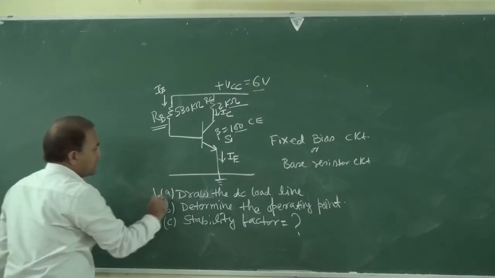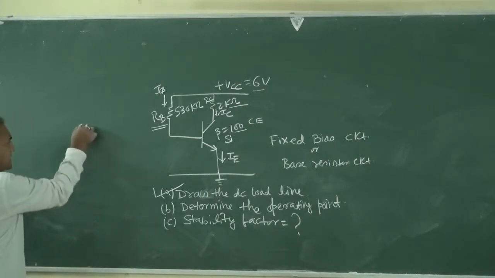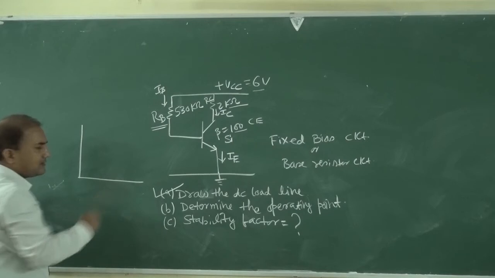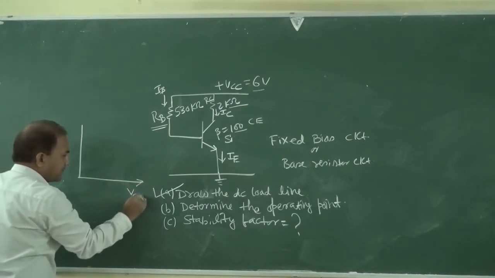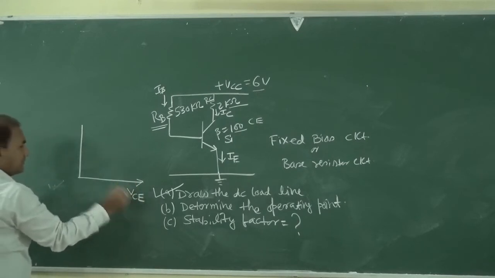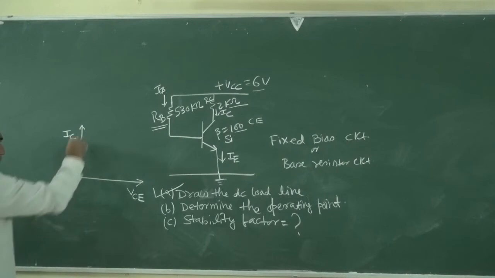So first of all, what do we have to find? We have to find the DC load line. So what is the DC load line? How can we determine the DC load line? First of all, we have to plot VCE versus IC.